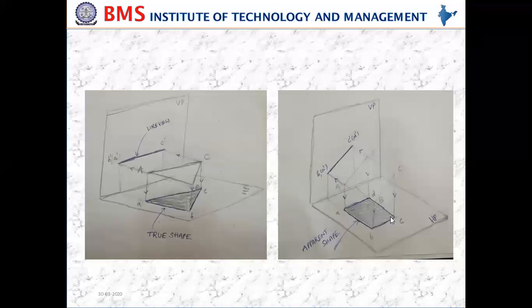So in the first quadrant, the top view which I am going to obtain will be the apparent shape because it is inclined. Even though the lamina is inclined to HP, it is perpendicular to VP. So that's why the front view looks like a line view.